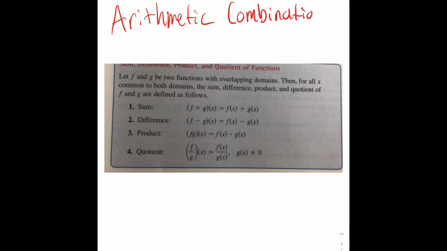All right, here we go. Unit 1, Lesson 5. We're going to break this one into two parts as well. This section is arithmetic combinations of functions.